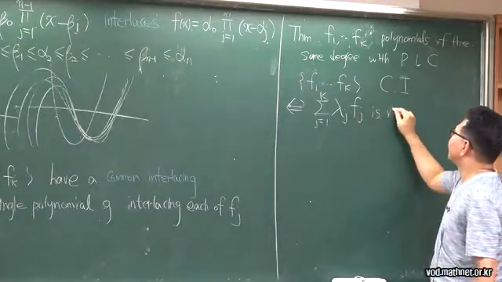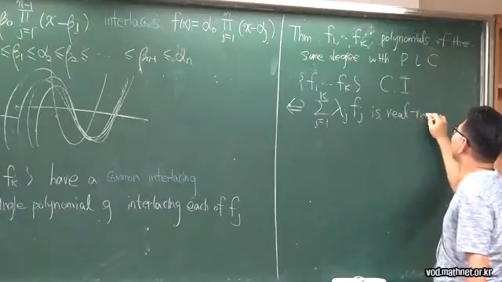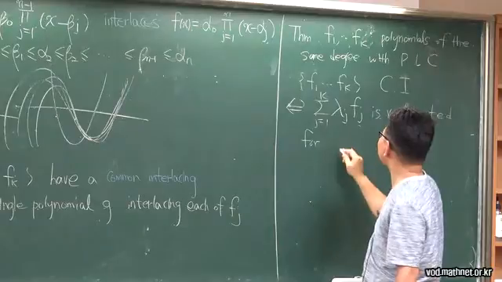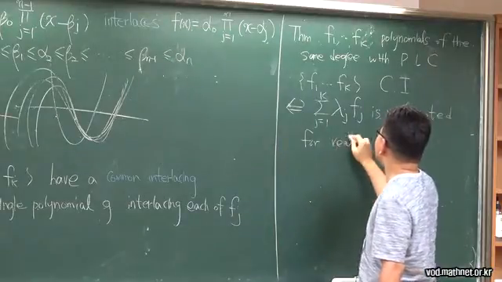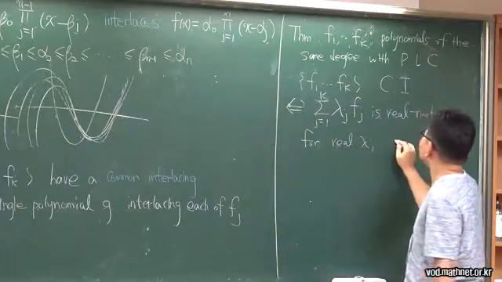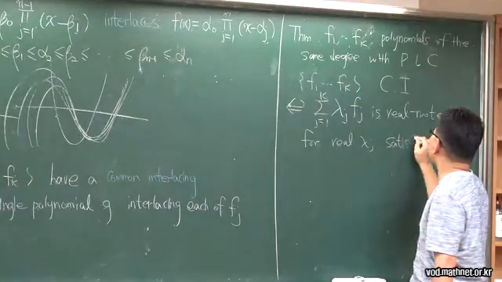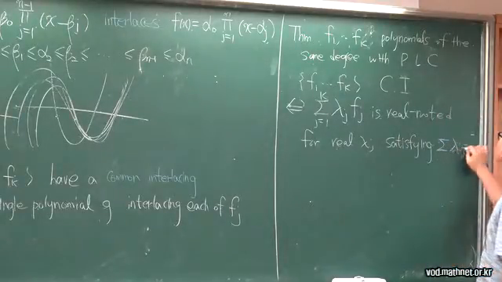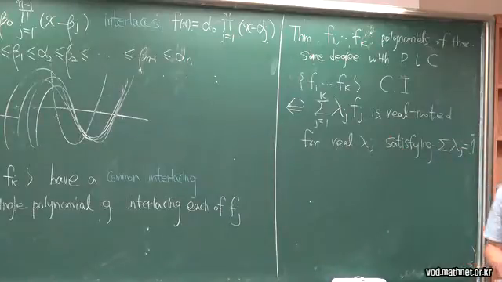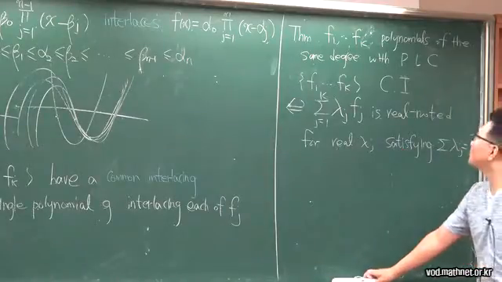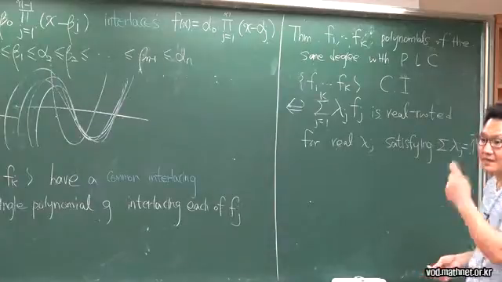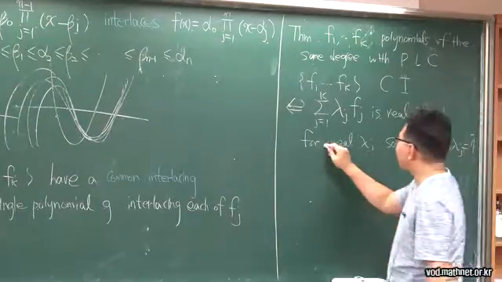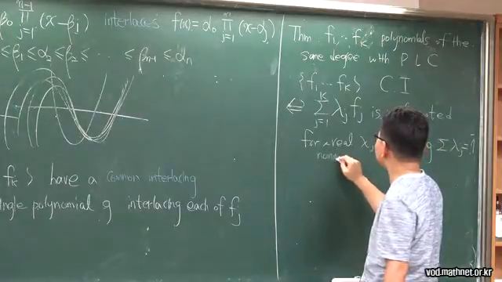So this is real rooted for all real, and let's say satisfying the sum. This is equal. So this is the convex combination. So for k is equal to 2. Do you want lambda to be non-negative? Oh, lambda, yes, non-negative.